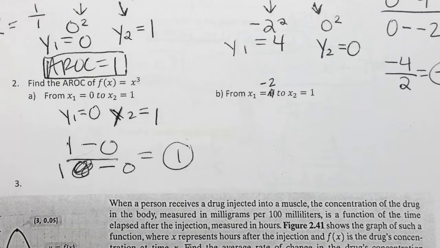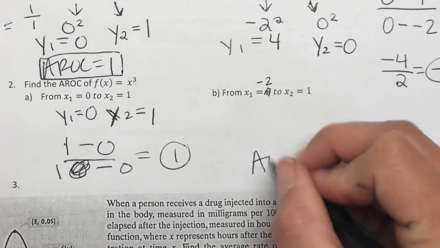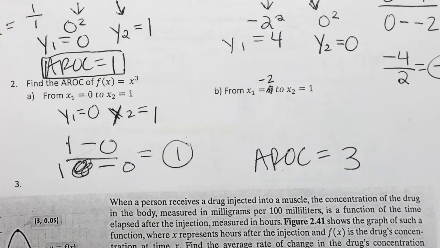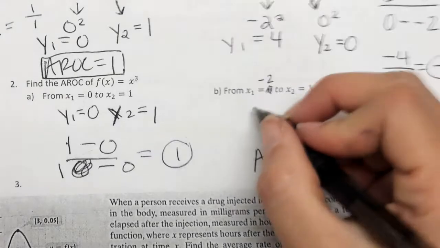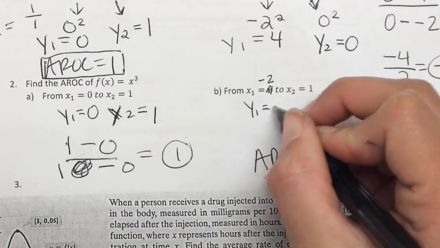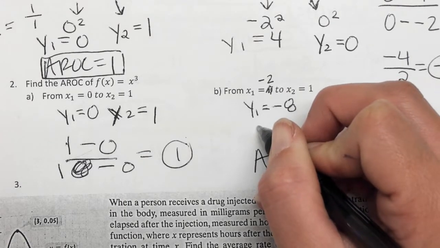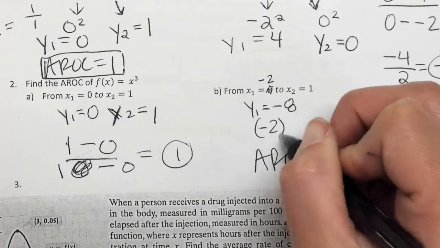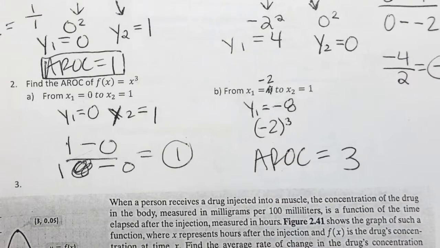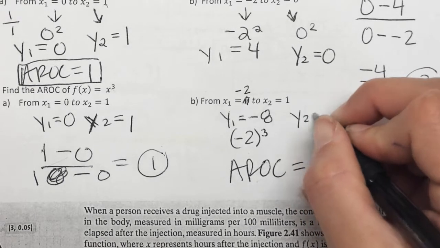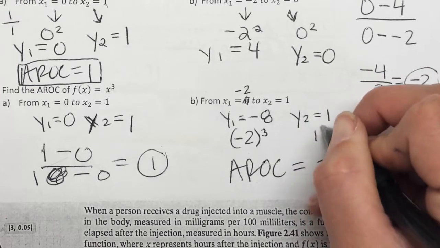Alright, everybody say what they got out loud. 3. Very good. I need to go over this one? Yeah. Okay, Amber, what'd you get for your Y1? Alright, how'd you get that? Good. So negative 2 cubed is going to give us negative 8. Very good. And then what'd you get for your Y2, Amber? 1. Good, because 1 cubed is 1.